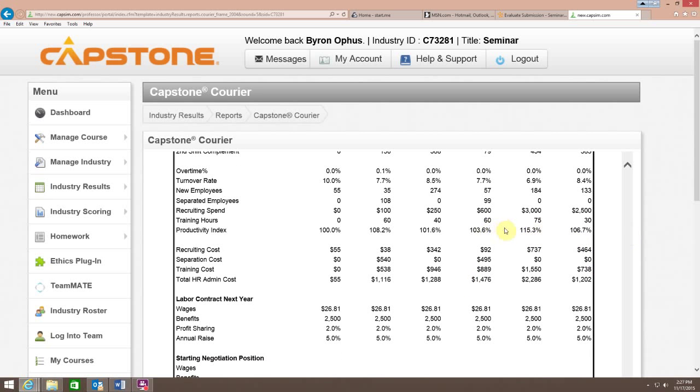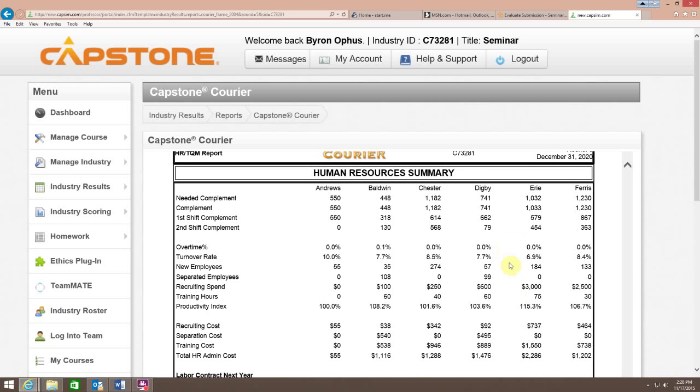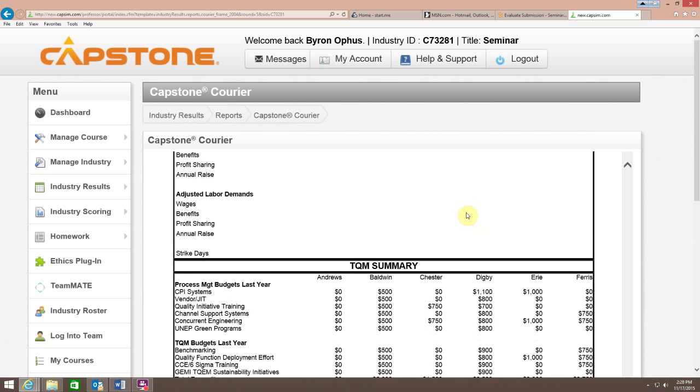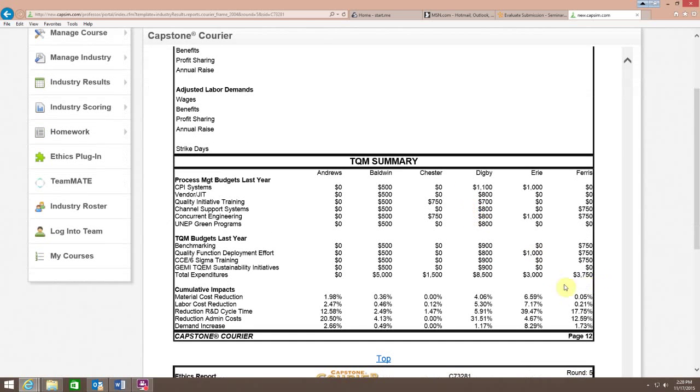HR, good to point out that Erie now is 115%, so they get a 15% improvement in productivity. Again, that's on the labor side. That's a huge increase in productivity, right? Yeah, and thus lower labor costs actually. And we see some TQM investment. Digby doing some catching up there.